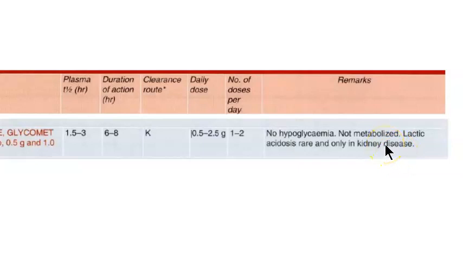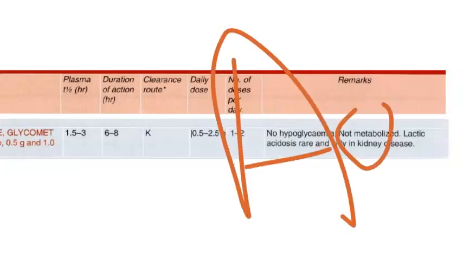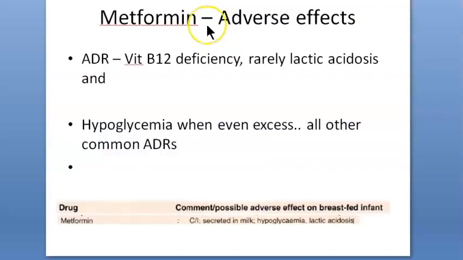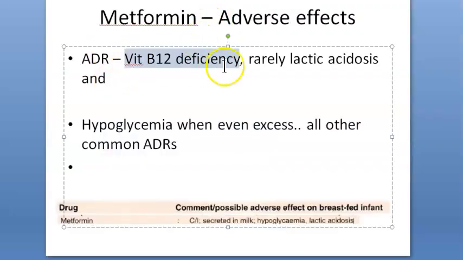And so if the person has kidney disease, you should not give it. Otherwise, it will cause what? Lactic acidosis. Please write one D here. Acidosis. Who is causing all this? Metformin. So look at the adverse effects. It will cause vitamin B12 deficiency and rarely lactic acidosis. Rarely lactic acidosis that you saw. In kidney disease especially it can cause, and in alcoholics it can cause lactic acidosis. Vitamin B12 deficiency is another thing that it causes.